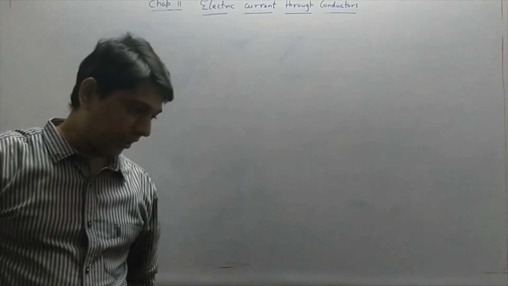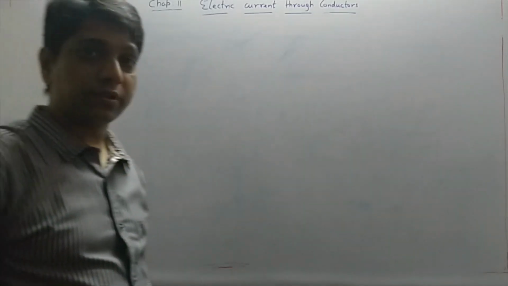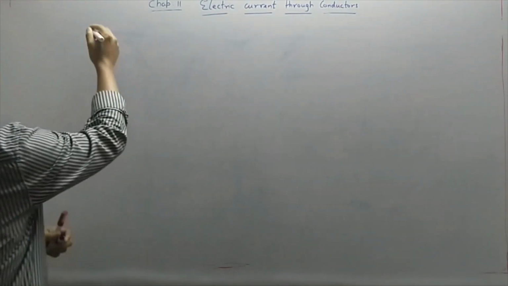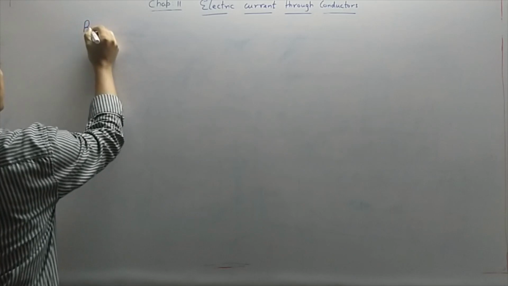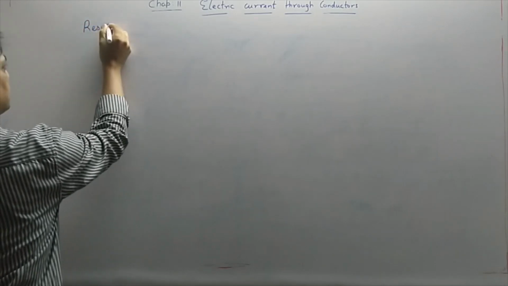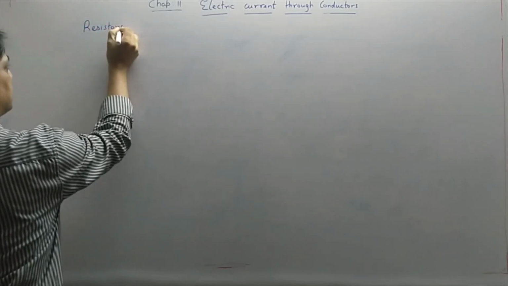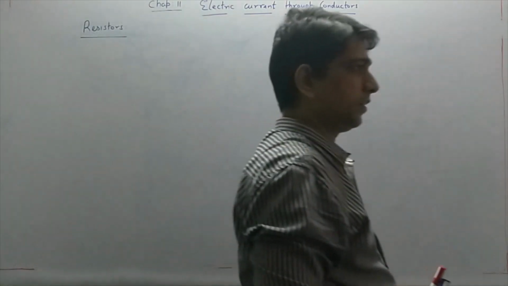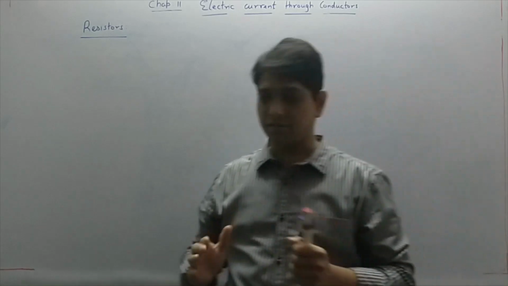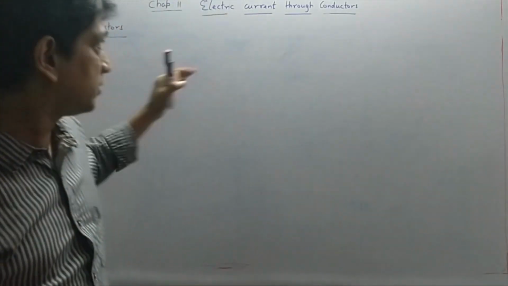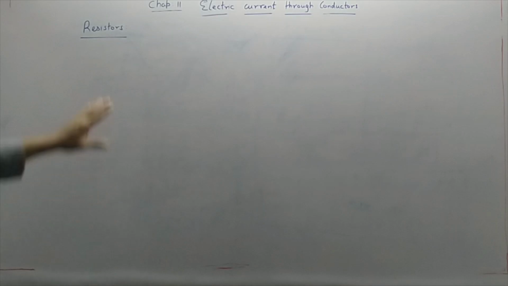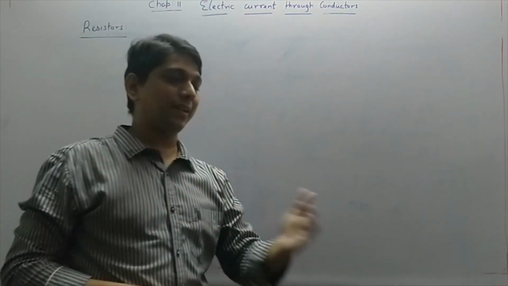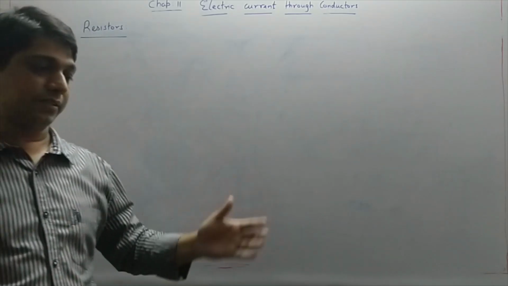Hello students, now we are continuing with electric current through conductors, and now we are going for the topic resistor. You know what is resistance? Basically, it is used to limit the current. Resistance is offered by the conductors, but this resistor is a device. Now this resistor, what we are going to discuss, is a device which is used to limit the current when it is connected in the circuit.